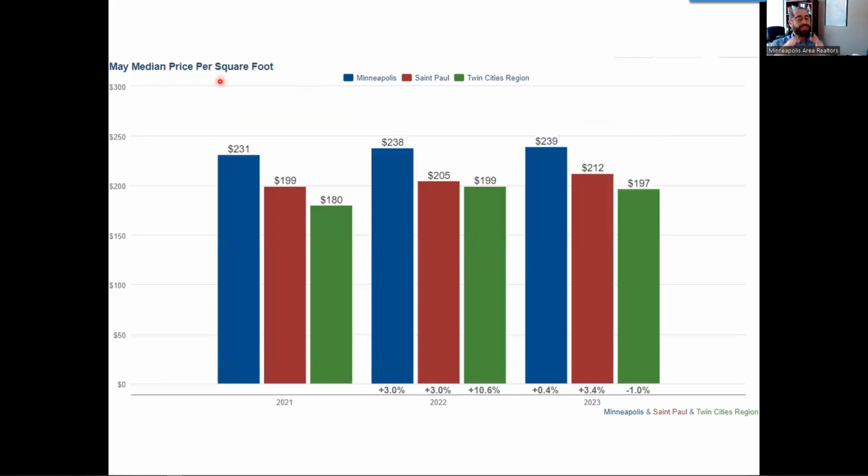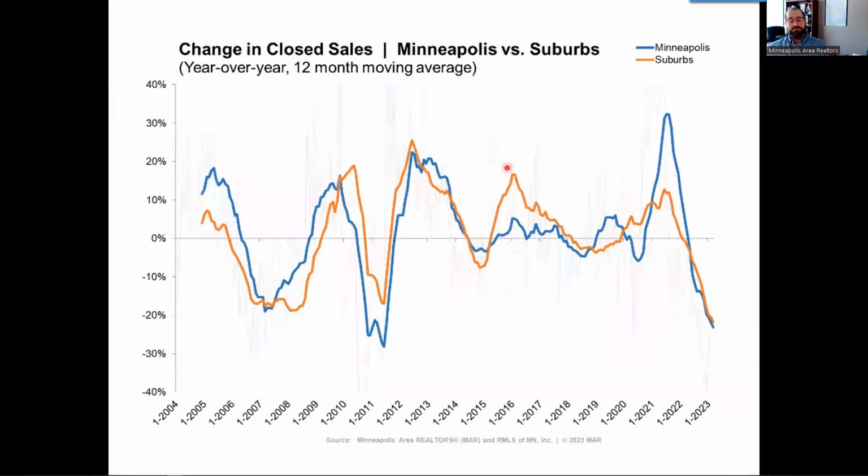How about price per square foot? Let's correct for the fact that maybe there are bigger homes or smaller homes selling. Okay, $240 a foot in Minneapolis, $212 a foot in St. Paul, but a little under $200 a foot for the metro as a whole, which tells us what? Your average 2,000 square foot home is going to be just about 400 grand. Interestingly, Minneapolis is actually up 0.4%, the metro down 1%. St. Paul price per square foot, like it or not, up the most, 3.5%. So a couple of different interesting things going on, right?